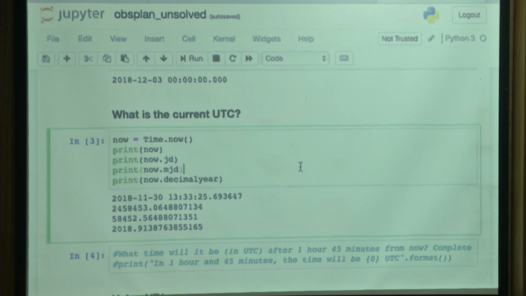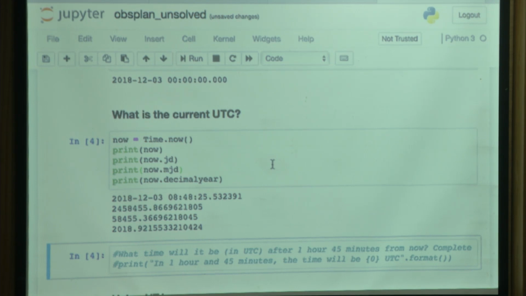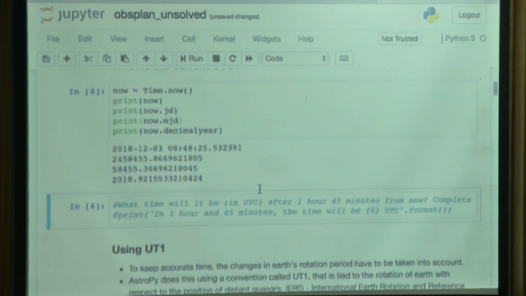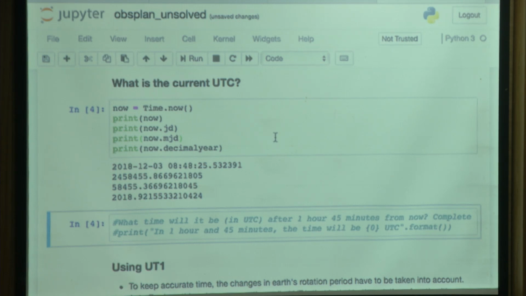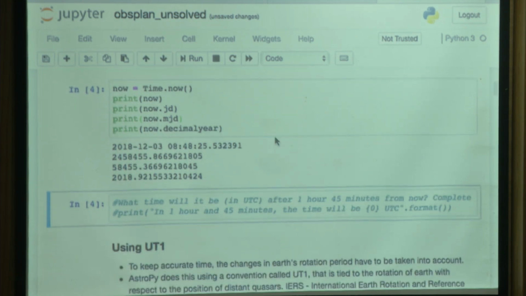What is the current UT? Well, the time right now is around 9 UTC, and we are in a time zone which is 5.5 hours ahead. You can also print out the JD, which is the Julian day, and the modified Julian day, and also the decimal year, for example. This is just some of the things that you can do. You can play around with this time function.